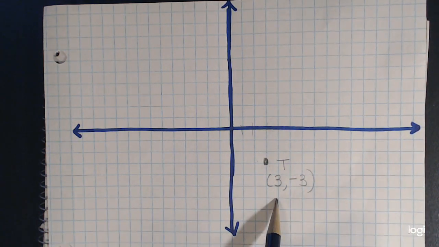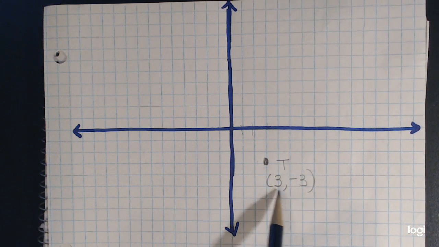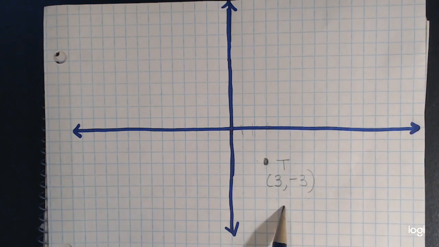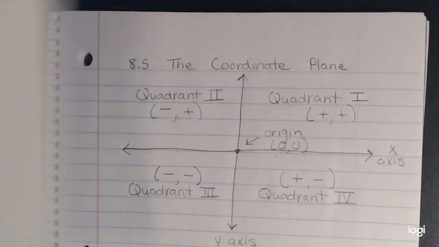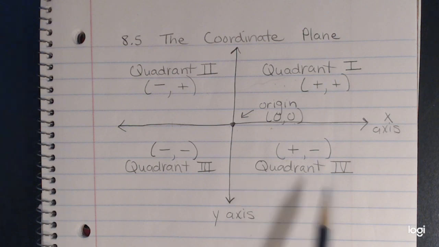If you notice, it landed in quadrant 4. So in your notes, you're going to have a T, and then I want you to have 3, negative 3. If you notice, what did we say? We said this is in quadrant 4. Look in our notebooks here. A positive number and a negative number gives me quadrant 4.